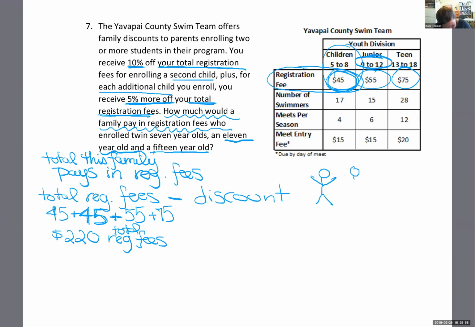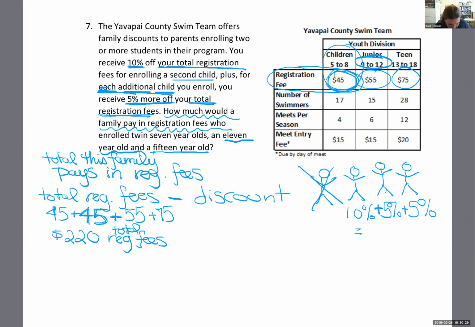Now the first poor kid doesn't get a discount, right? No discount for him. You don't start getting a discount until you enroll the second child. So starting at the second child, I'm going to get a 10% discount. Now it says that I'm going to receive 5% more off my total registration fees for each additional child. So I'm going to get another 5% for this child, my third child, and another 5% for my 4th child. So it looks like I'm going to be saving a total of 20%. 20%. Nice job. So my discount will be 20%.